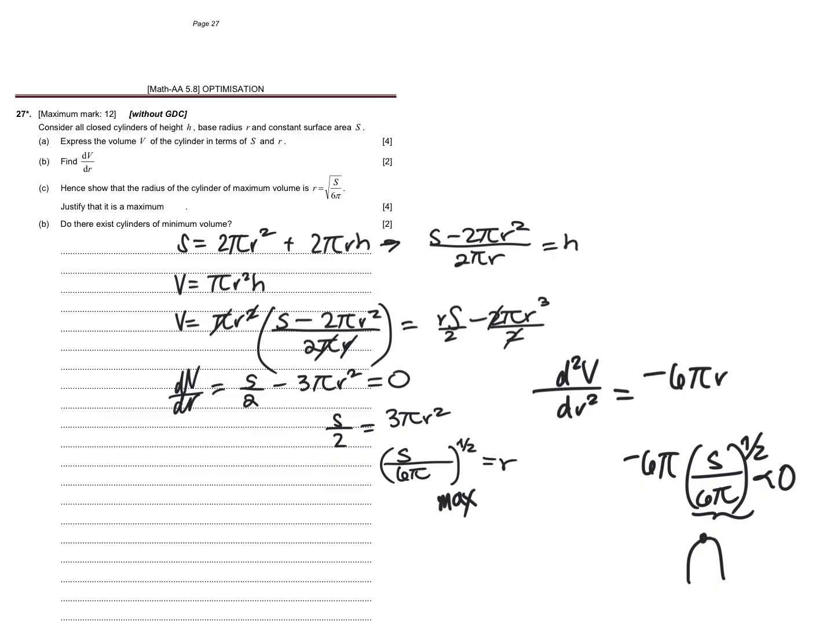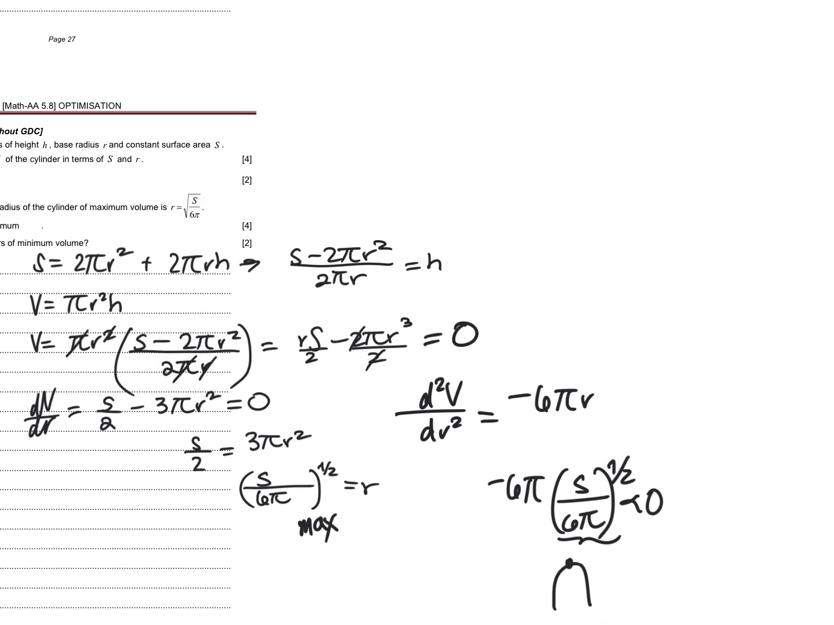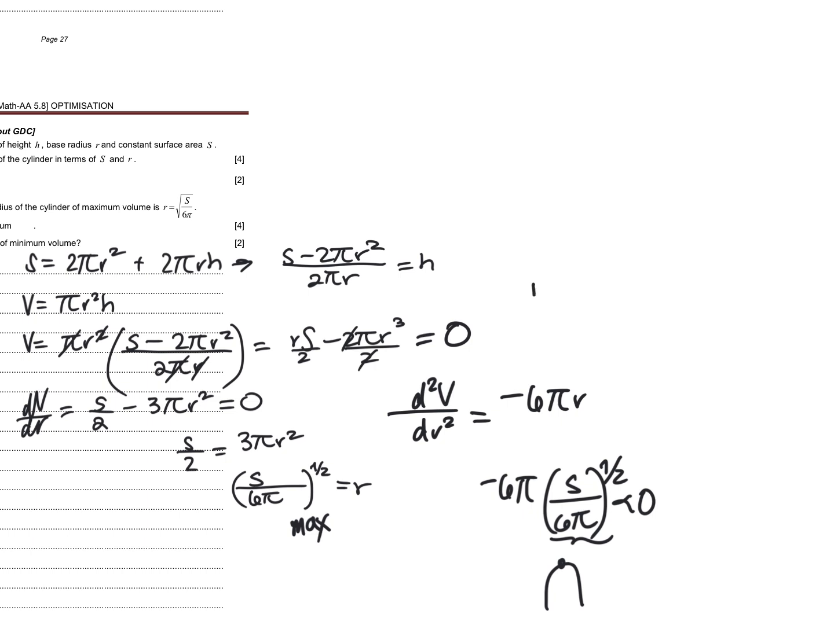So do there exist cylinders of minimum volume? So the second derivative's always less than 0, but at some point the volume goes negative. So that doesn't make any sense. So that's where the minimum volume exists. So if we set that volume equal to 0, we have rS over 2 minus pi r cubed equals 0.